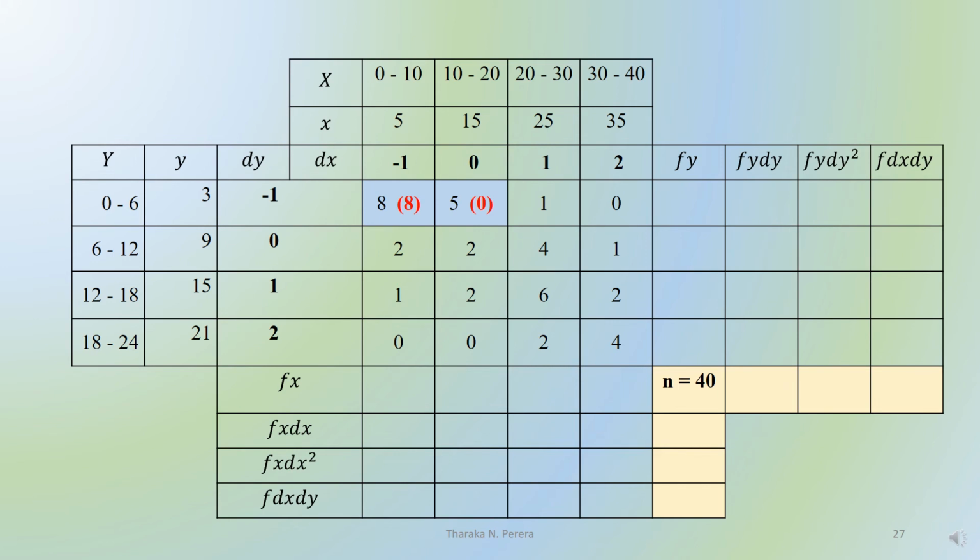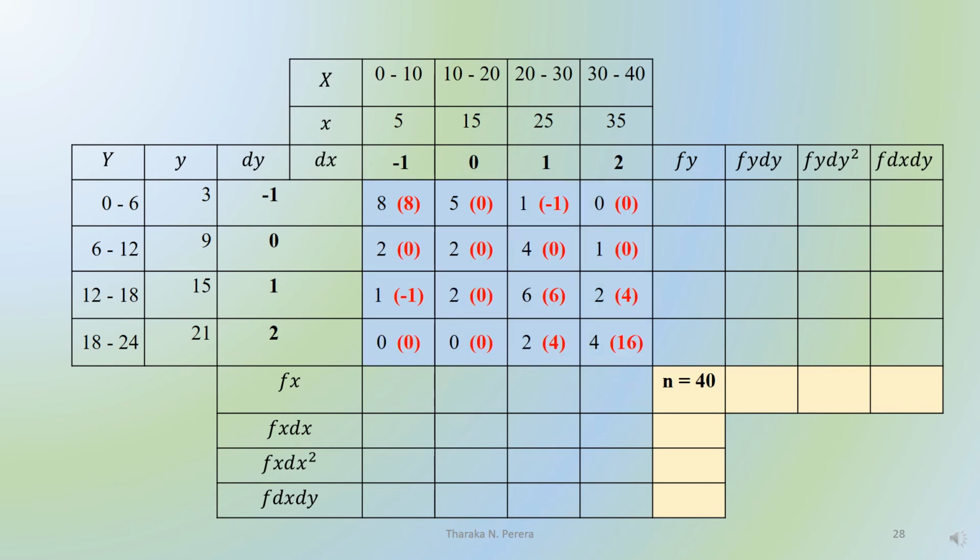The answer is plus 8. In second frequency value, dx is 0, dy is also 0, frequency is 5. Multiplication of 0, 5 and 0 is 0. So joint frequency is 0. Likewise, we can complete all joint frequencies. I have completed all the joint frequencies.